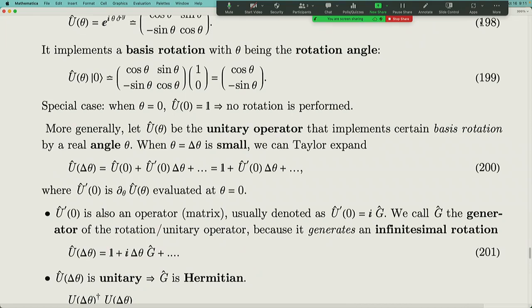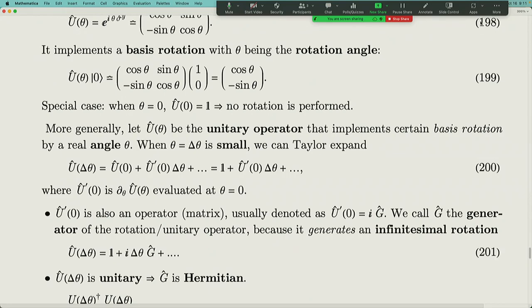Because I want to tell you what happens there. This derivative is actually its Hermitian. It's related to its Hermitian generator. So first of all, one obvious thing is that U hat 0 is identity. If you take theta to 0, it's identity. The reason is that this theta parameterizes the amount of angle to rotate. When theta equals 0, there's no rotation being performed, so the operator is basically identity.